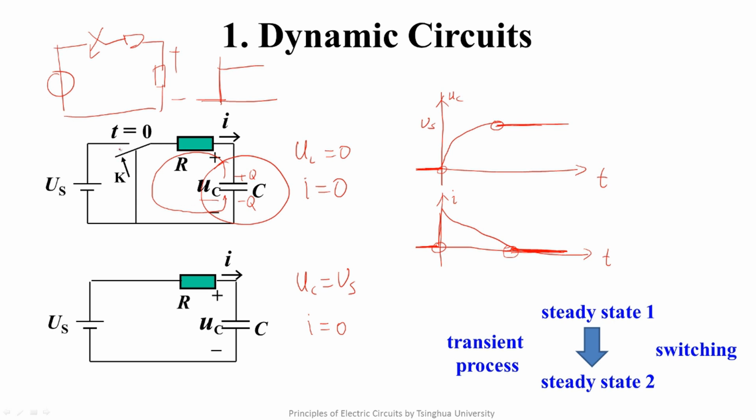The second condition is that the circuit must have a certain change. That is to say, either the topological structure is changed or element parameters are changed. These are two fundamental conditions for the dynamic circuit with a transient process.